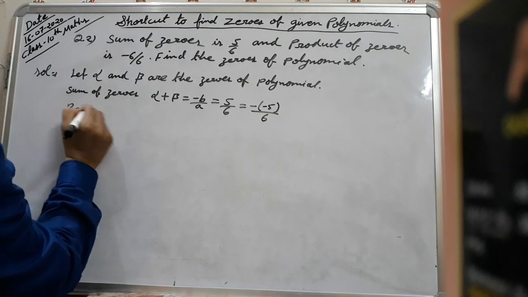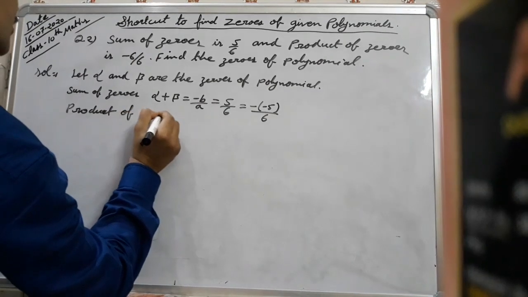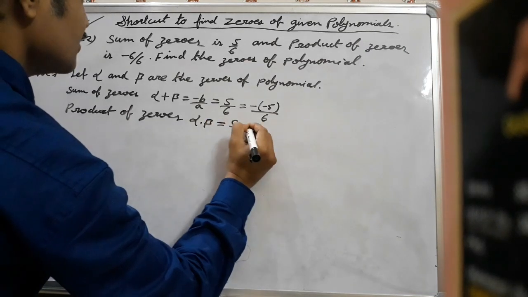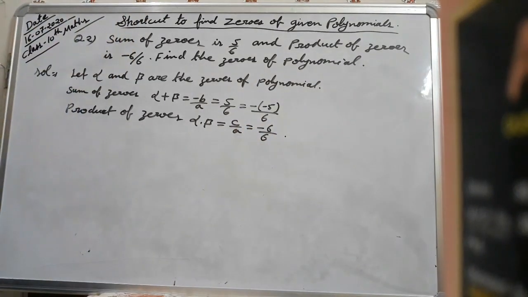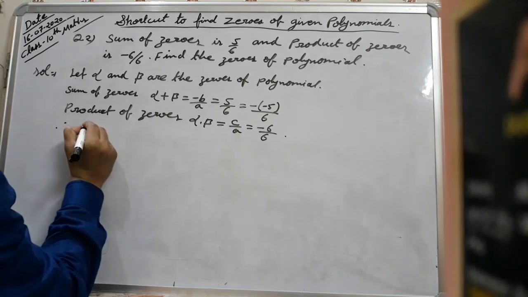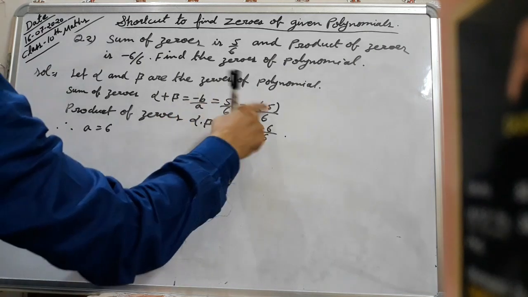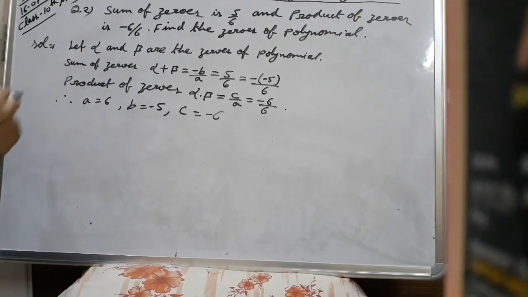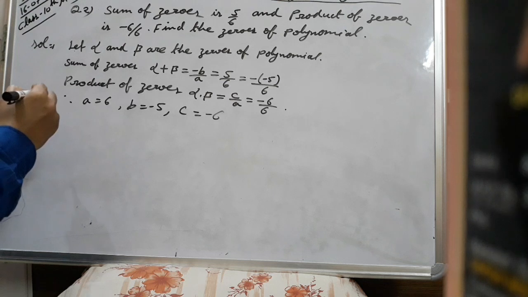Again, product of zeros, that is alpha into beta, is equal to c by a. What is that? Minus 6 by 6. Now, therefore, value of a is equal to 6, value of b is equal to minus 5. Now you have to find difference of zeros.